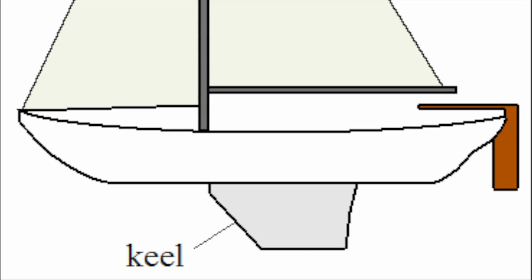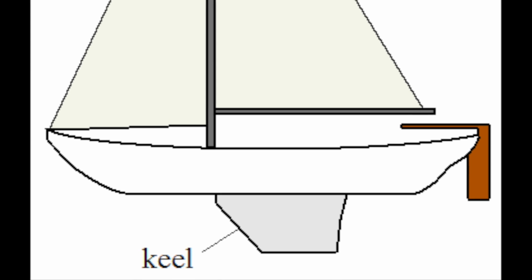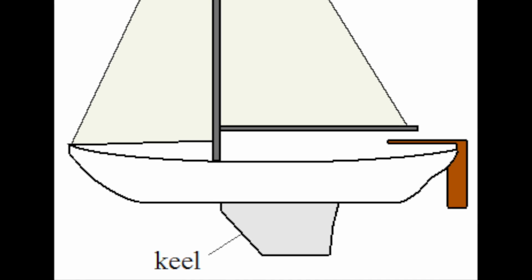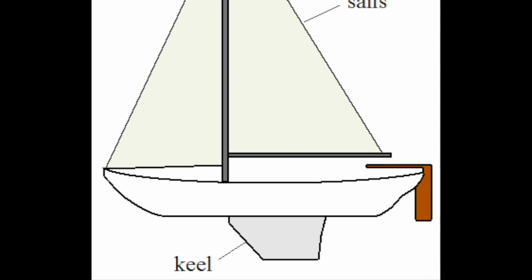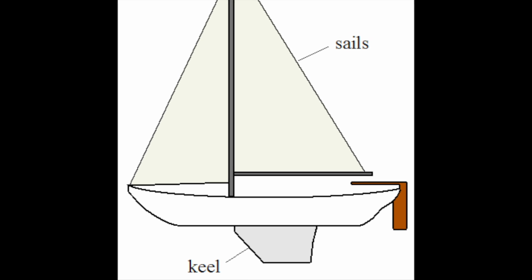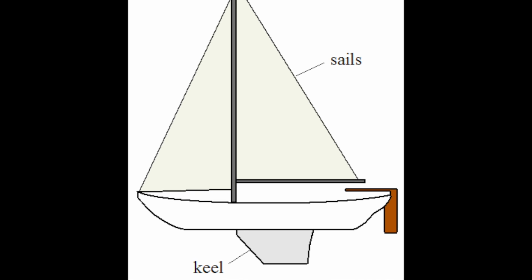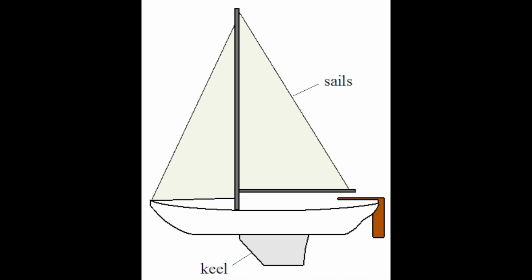What a keel does is it utilizes Newton's third law. Newton's third law is for every action, there is an equal and opposite reaction. So in layman's terms, the keel essentially just resists that awkward angle of the sail by doing an equal and opposite force.